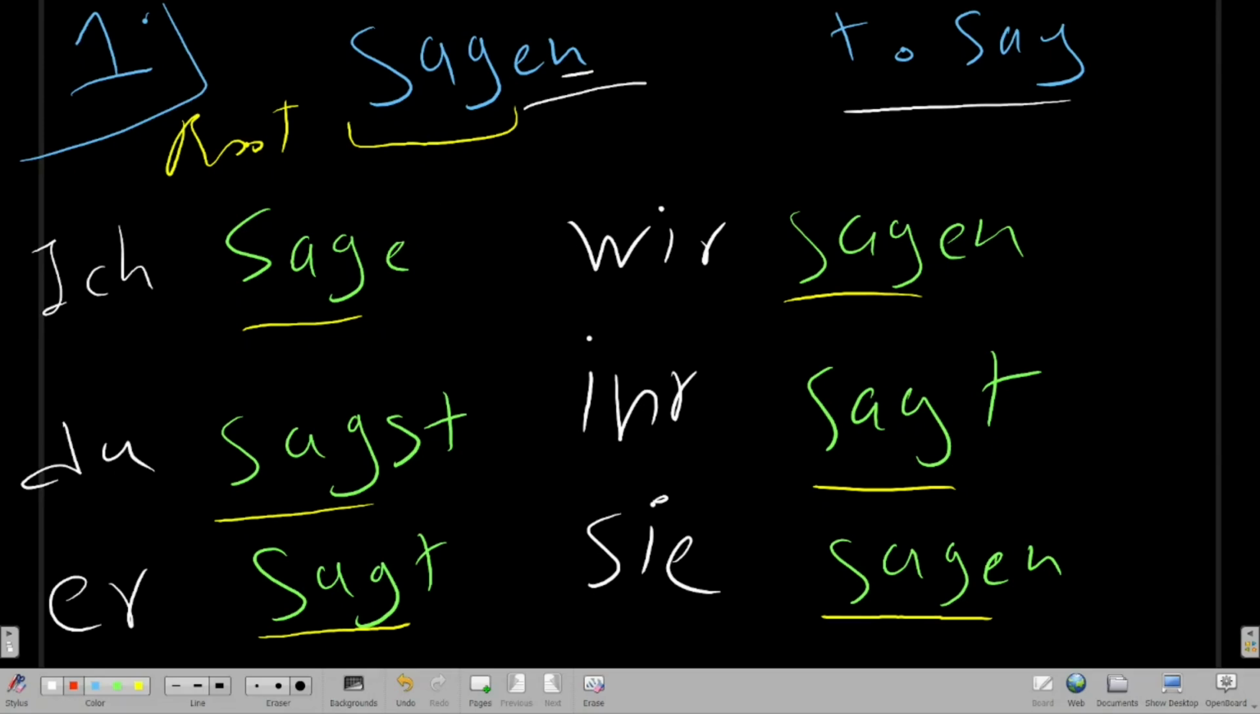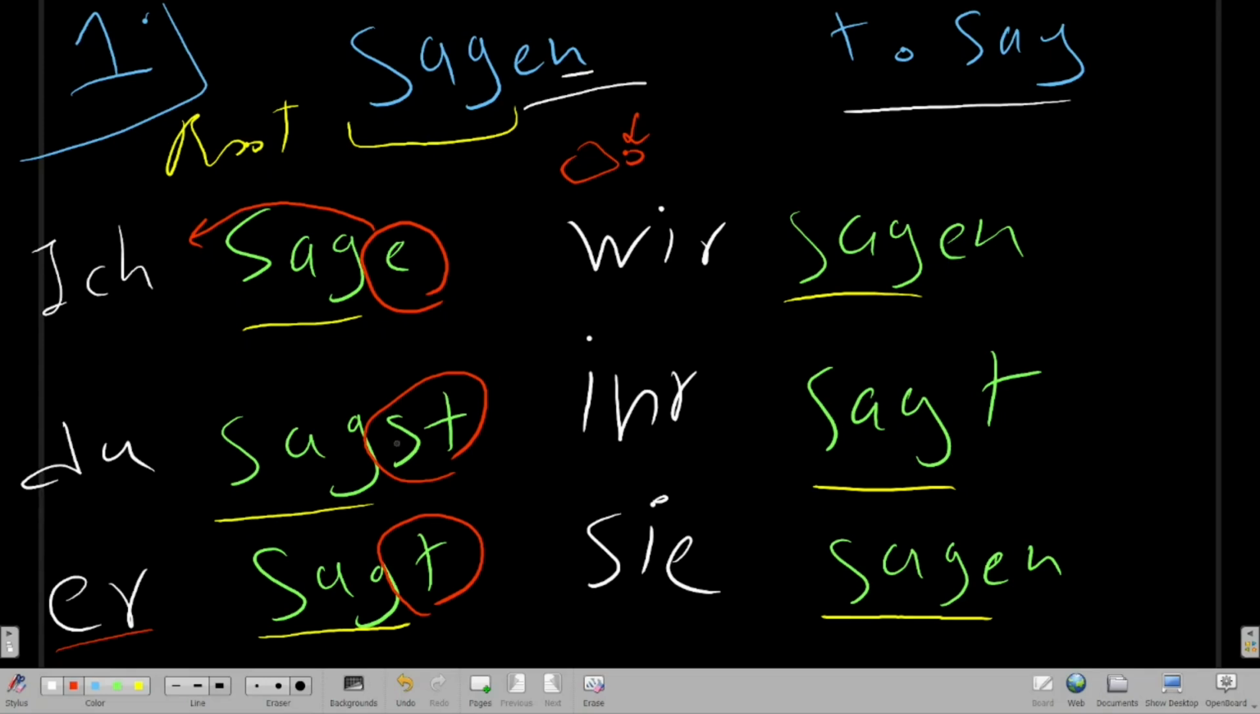Now we have found the root. One of the examples that I drew here shows us that this refers to the first person singular. This shows that this belongs to ich. So ich sage; st, sagst, is for du; and sagt, the solo t, refers to the third person singular.